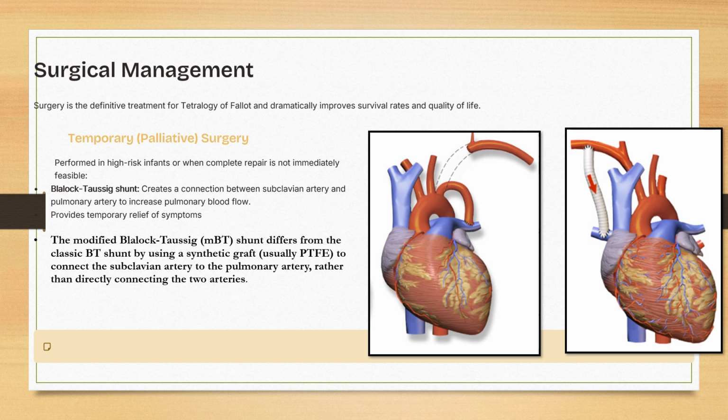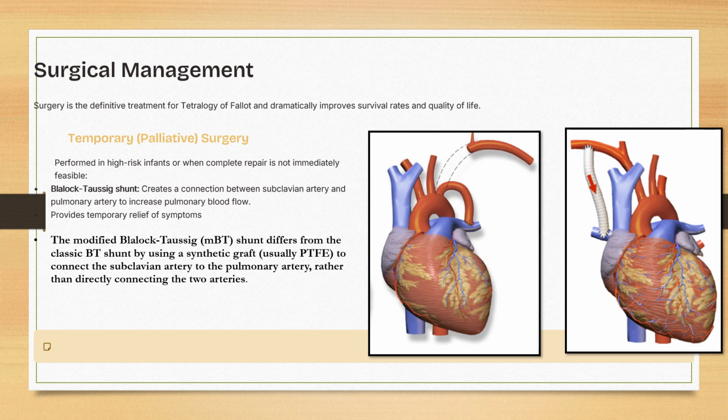So first of all, what is palliative surgery? We are focusing mainly on two types of shunt. Shunt means a connection between two vessels. So here first of all we are using the Blalock-Taussig shunt. This is very famous actually, but nowadays everyone is focusing on the modified Blalock-Taussig shunt only. So what is the Blalock-Taussig shunt? Look at this picture.